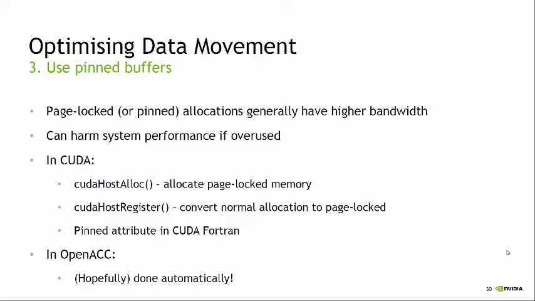In CUDA, there are two ways of doing it. You can either register a normal allocation to be page locked, or you can allocate a new region of page locked memory. In CUDA Fortran, there's an attribute similar to device, called pinned, which tells the compiler to allocate this region in pinned memory. You can also probably call the CUDA API routines directly in CUDA Fortran. It's true of most CUDA routines in CUDA Fortran. As I said, it can harm system performance if overused, and you have a smaller amount of pinned memory than you do pageable memory.